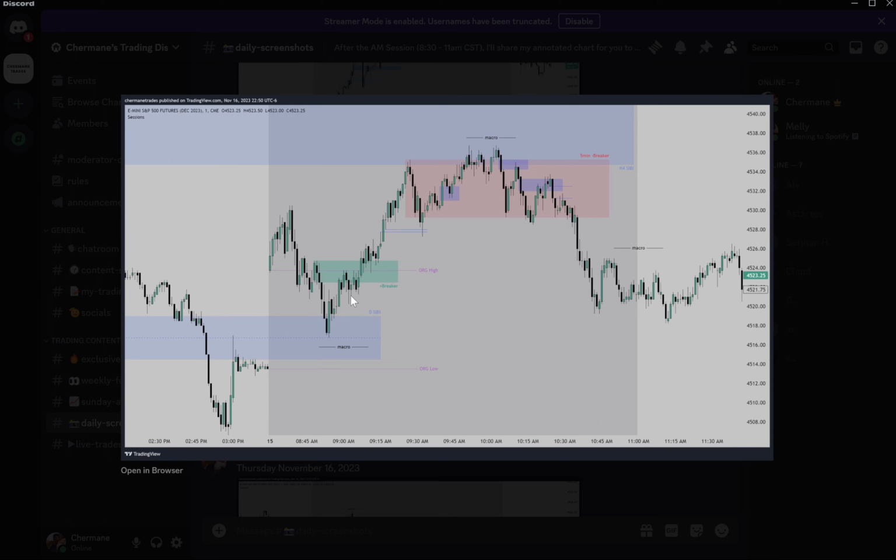Okay, so I hope that helps you understand a little bit the difference between order blocks and breakers. If you have any questions, just let me know.